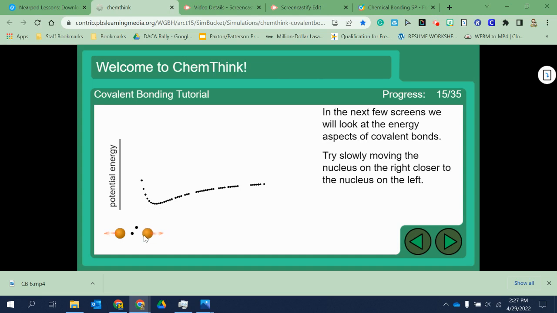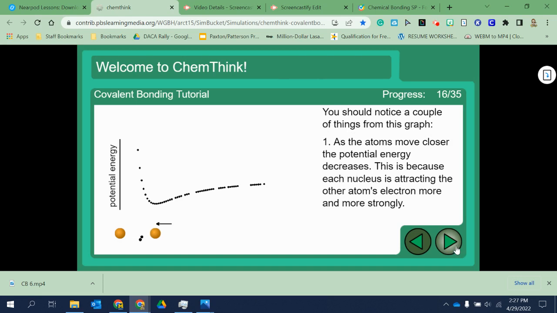So this is why they go just a certain distance. And again, if you push them too close together, that potential energy starts going too high, and they want to be right here. They want to dip down as low as possible, and this is the distance that is required to do that, right? As far as they are from each other right here. So this is why they bond with the certain atoms that they bond with. So as the atoms move closer, the potential energy decreases. This is because each nucleus is attracting the other atom's electron more and more strongly.